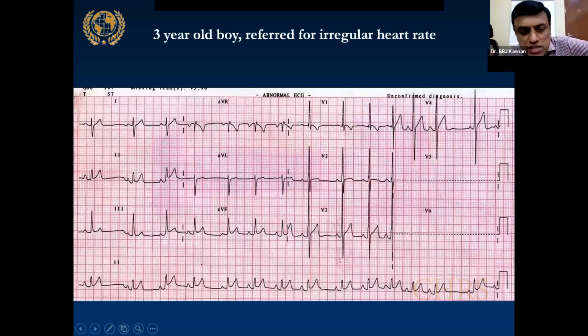Very simple. You make the patient, or make the child, exercise. Ask him to sit up 5 to 10 times and then take the ECG. There will be some tachycardia. With tachycardia, this vagal response will be aborted. There will be tachycardia, but the rhythm will become very regular. So sinus arrhythmia is a normal finding in children.